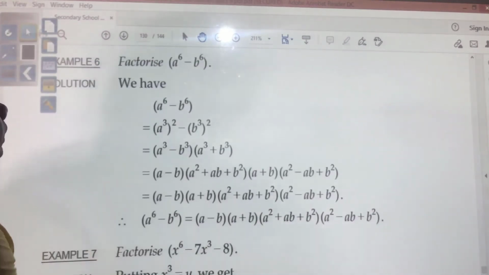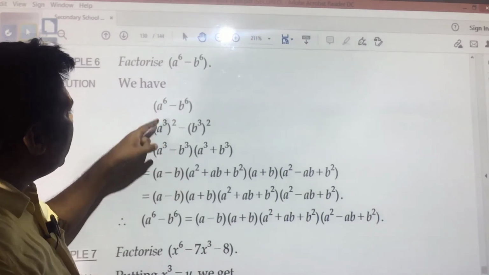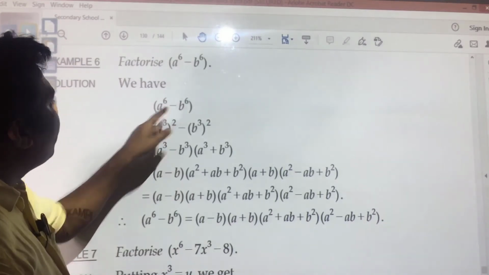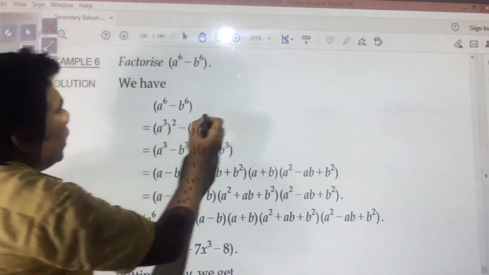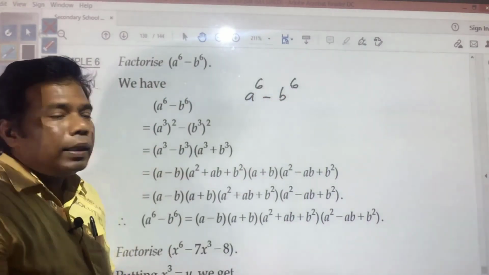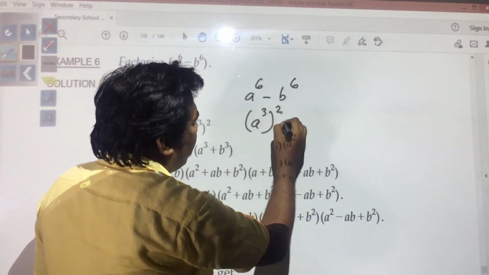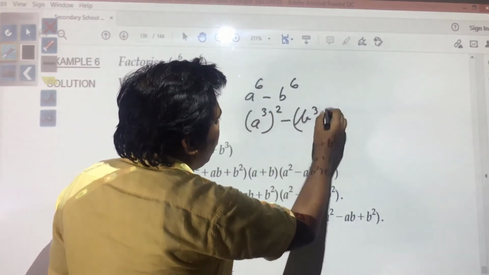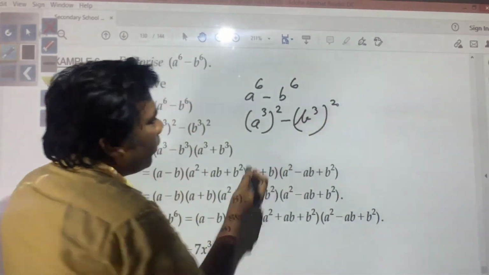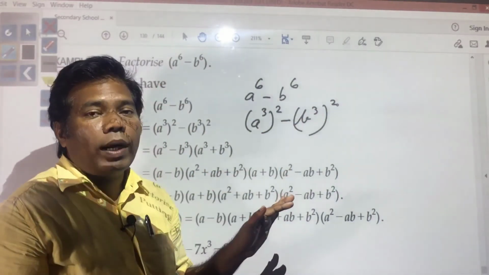Next, a⁶ − b⁶. This type of question you have already seen how to do. One thing you need to remember: if you have a⁶ − b⁶, this can be written as (a³)² − (b³)². So we will get the formula x² − y².